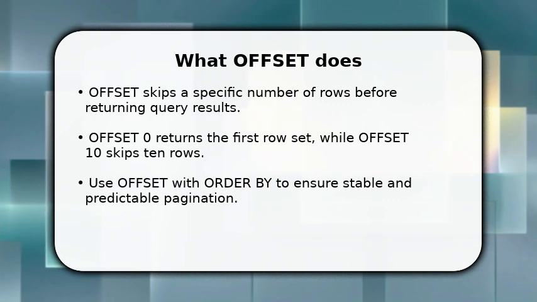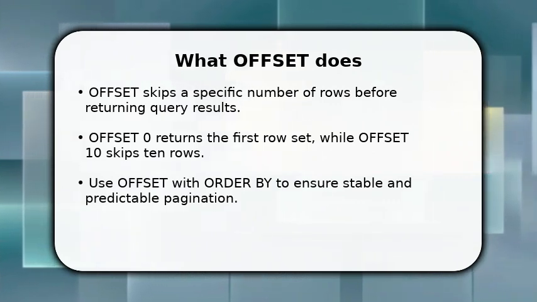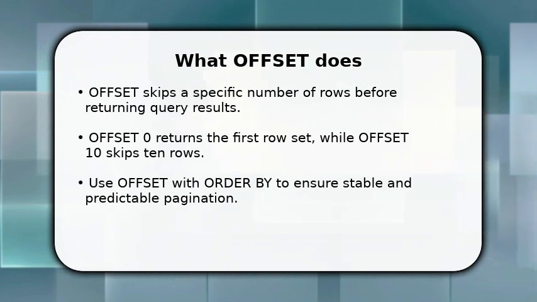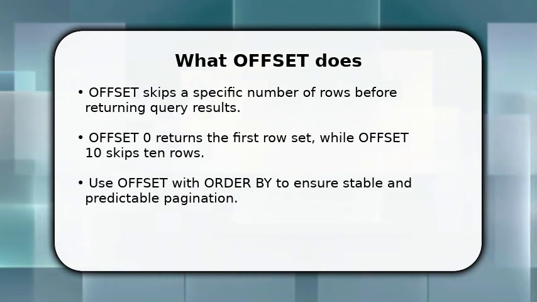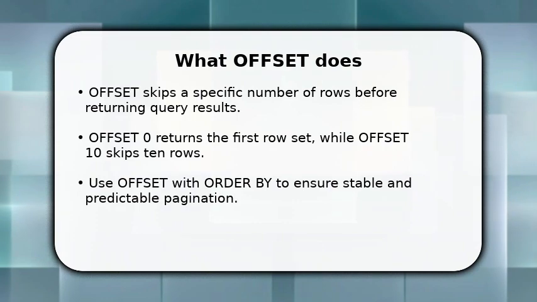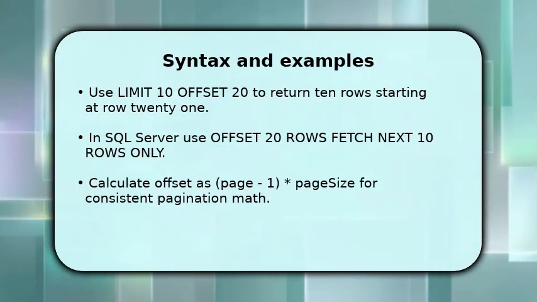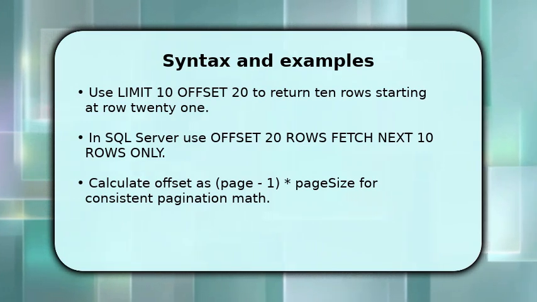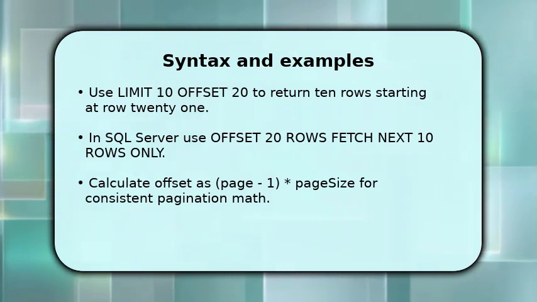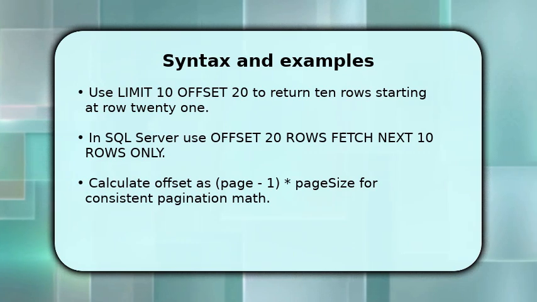You can combine offset with limit or fetch to bound the number of rows returned. Remember that offset affects which rows are considered, not how rows are sorted or filtered. Use limit 10 offset 20 to return 10 rows starting at row 21. In PostgreSQL, you can write that or use fetch in standard SQL where supported.